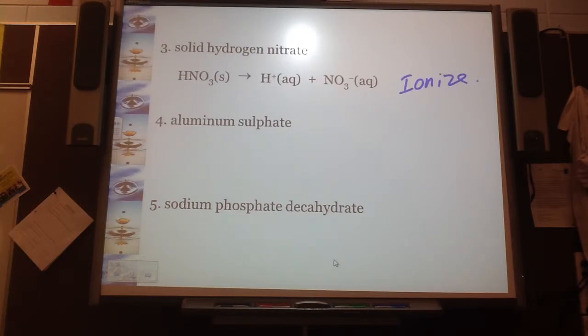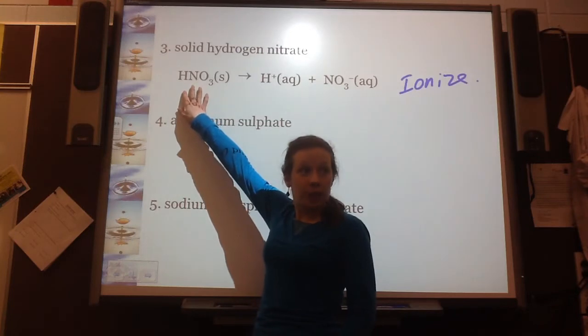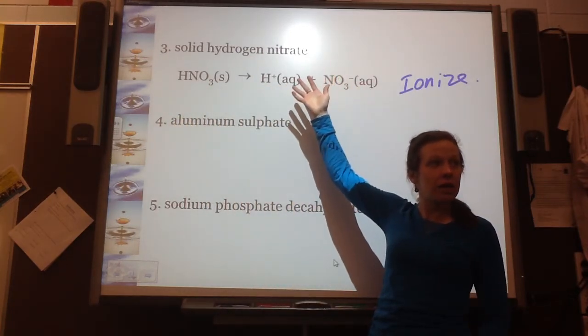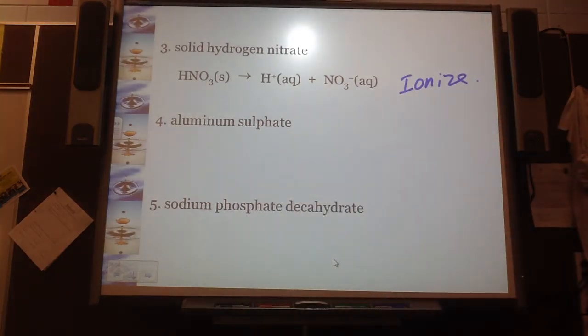So is it because you break them up? Yeah, because this compound is actually molecular. So when we put it into water and it behaves like ions, it wasn't ions before and now it is, so we say it's ionized. But when ionic compounds go in water, they dissociate.